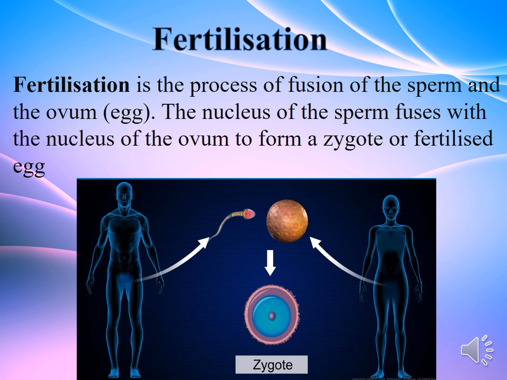What is the purpose of producing sperms and ovum? Fertilization is a process of fusion of sperm and the ovum. The nucleus of the sperm fuses with the nucleus of the ovum to form a zygote, which is also called a fertilized egg.